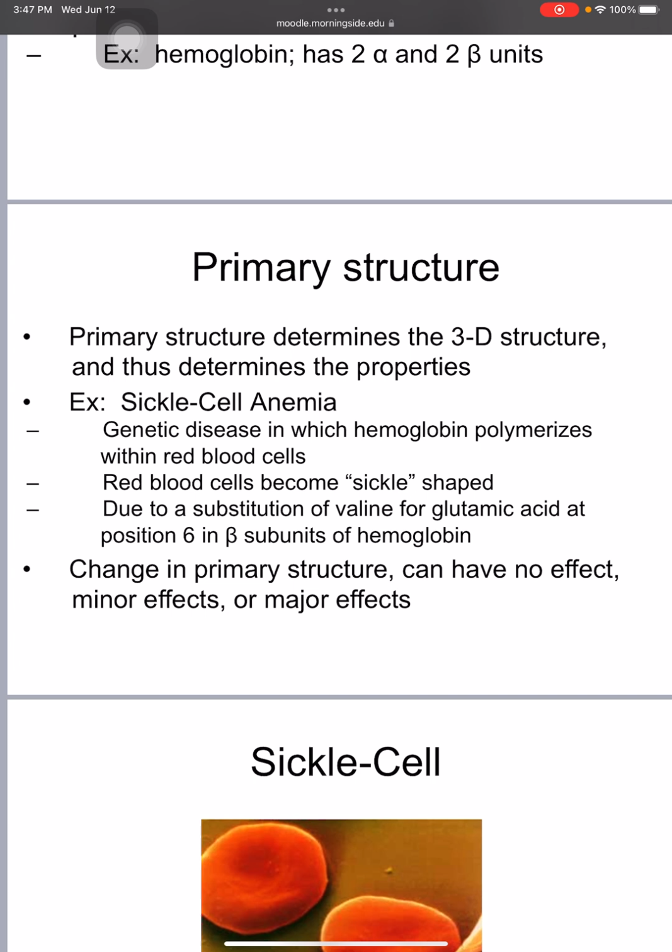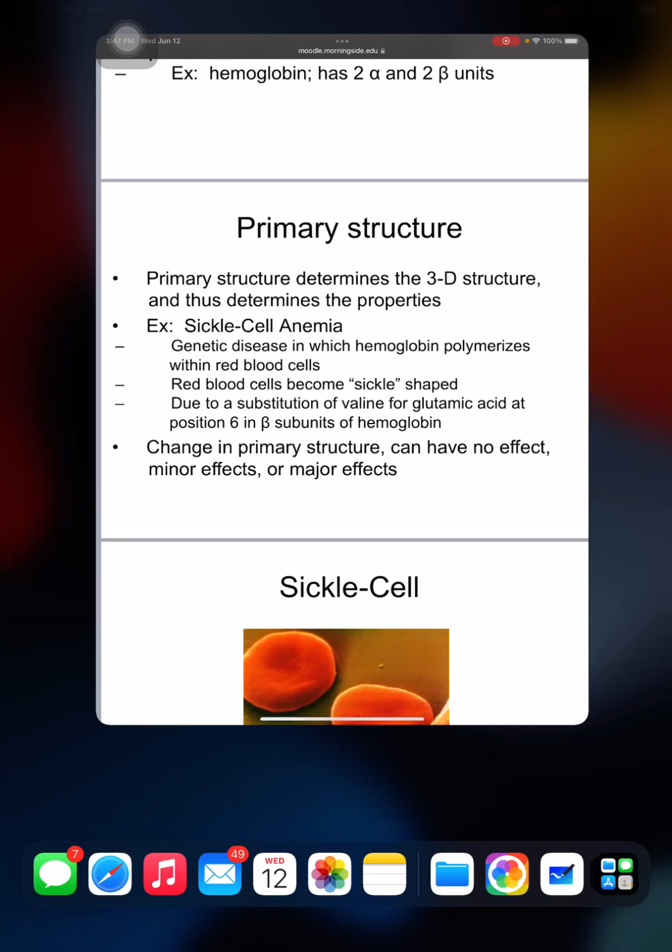Well, this is because of one substitution of one amino acid in one position in certain subunits of hemoglobin, what we call beta subunits, right? Normally at position 6 in hemoglobin beta subunits, you have glutamic acid, all right? So, in fact, let me go ahead and pull this up. We can look at the first few amino acids in these hemoglobin beta subunits.